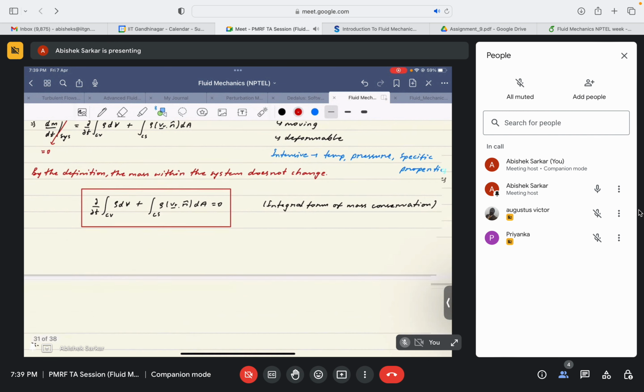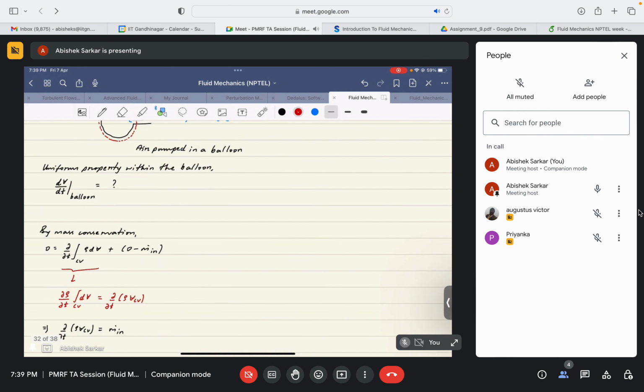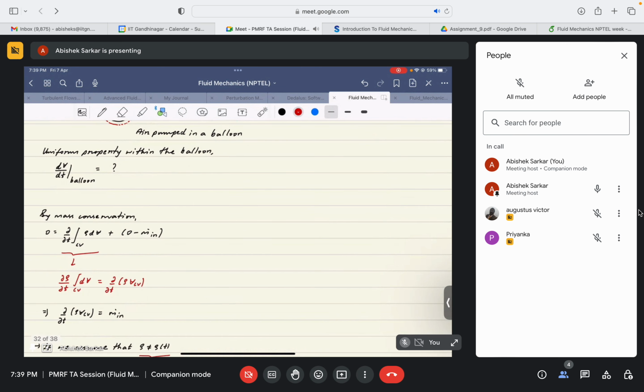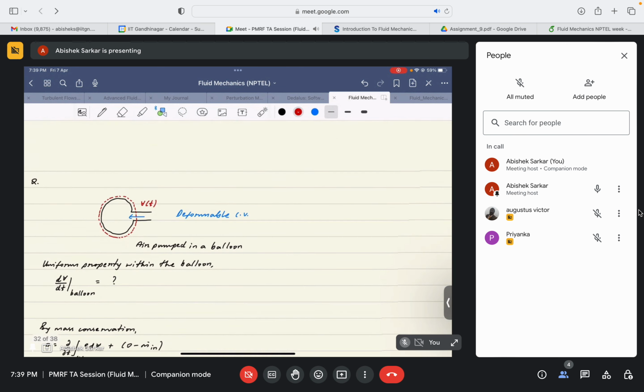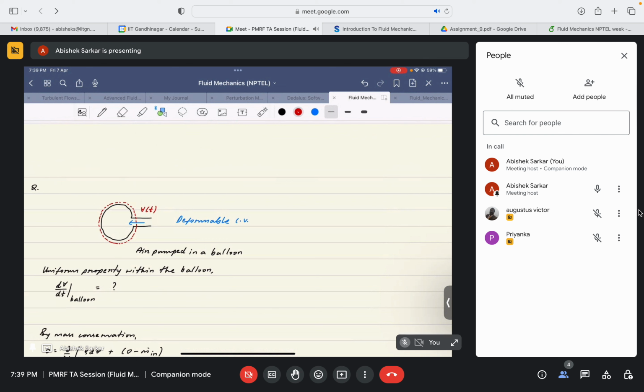Okay, so this was a problem. I guess sir has gone through the problem in the tutorial, in the lectures, but still, just to see how to apply it, just as an example, let us go through this example. So say this is a system.